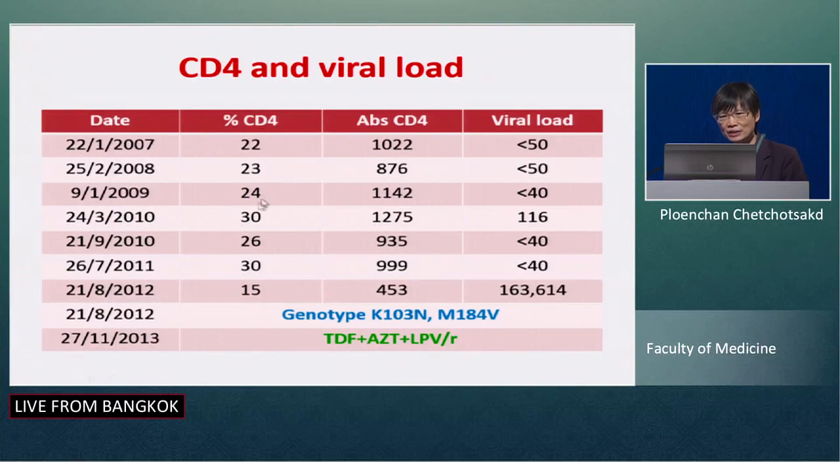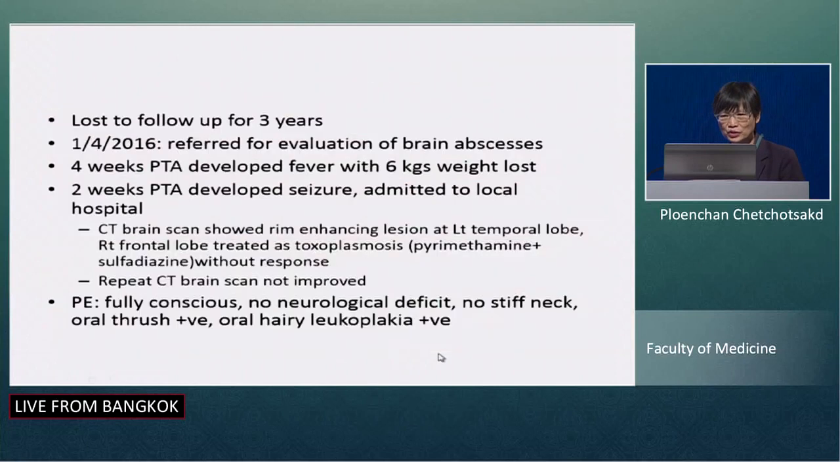She was doing okay during the first period. You can see her CD4 was very high and the virus mostly suppressed until August 2012, when her CD4 dropped and the virus went up to 1,600 copies. The genotype showed resistance to NNRTI and 3TC, so her regimen was changed to tenofovir, AZT, and lopinavir. After we changed her regimen, she was lost to follow-up. She doesn't want to take a lot of medication, so she was lost to follow-up for 3 years.